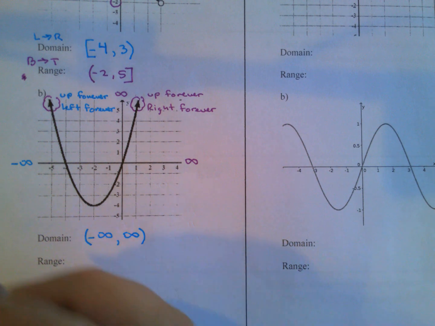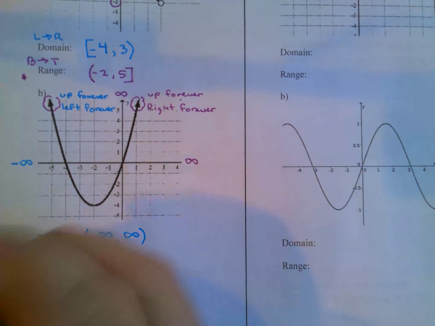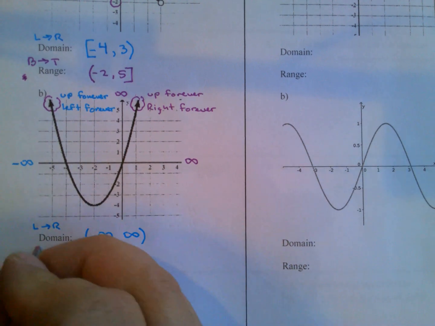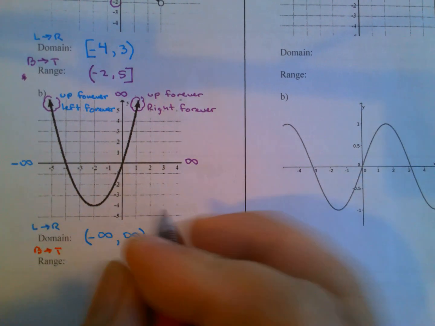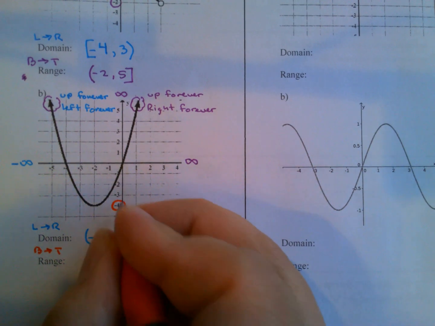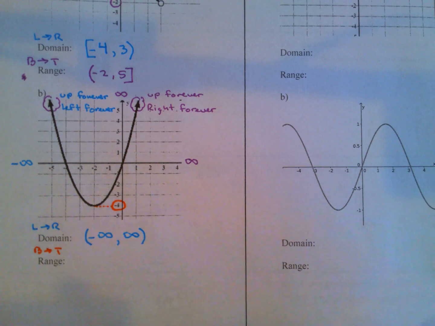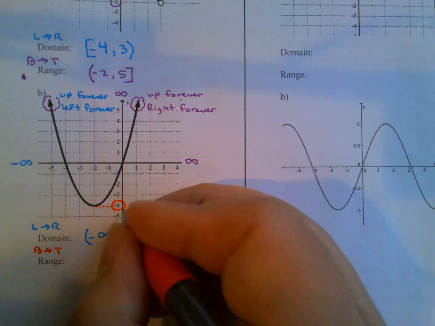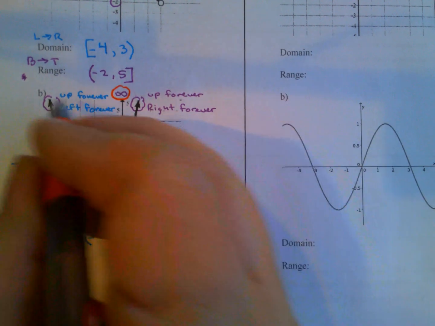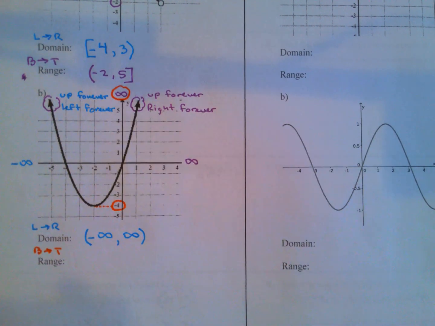So range. Now, when I do range, remember, domain was left to right. Range is bottom to top. So what's the lowest y value this gets to? -4. Look at that. It hits right at -4. So that's the lowest. What's the highest this graph goes? See, it never stops moving. It goes up forever. So positive infinity shows up.